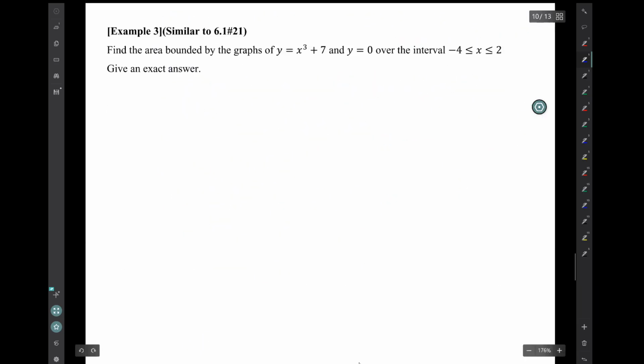Example 3. Find the area bounded by the graphs of y equals x cubed plus 7 and y equals 0 over the interval -4 to 2. Well, our approach has to be the same as it was in the previous example. We have to first figure out what the region looks like so that we can figure out the top graph and the bottom graph. So that will involve graphing this function. We'll graph it by transformations, just as we did in the previous problem.